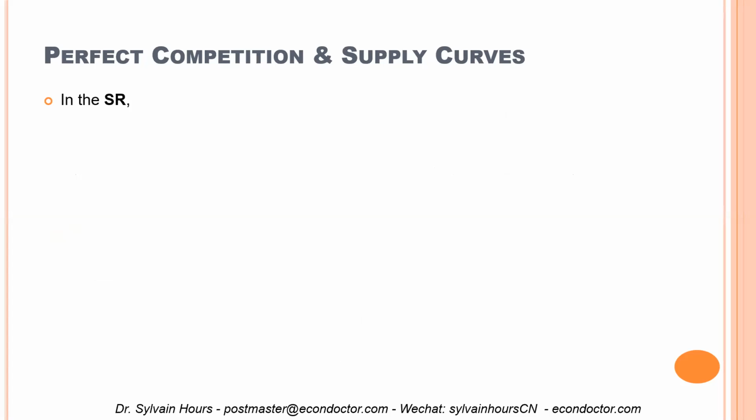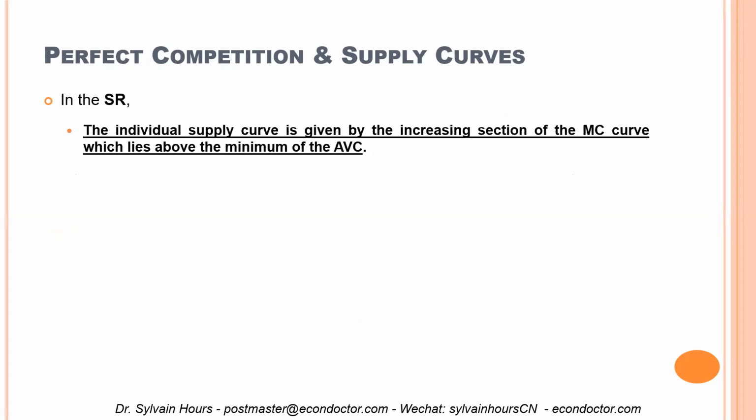Now, what we are going to do is distinguish between supply curves in the short run and in the long run. So in the short run, the individual supply curve is given by the increasing section of the marginal cost, which lies above the minimum of the ATC. So let's break it down. Let's start with the last section of this sentence, which lies above the minimum of the average variable cost. We understand why, because if the price is below the minimum of the average variable cost, the quantity supplied would be 0. So in this case, the supply curve is the same as the vertical axis.